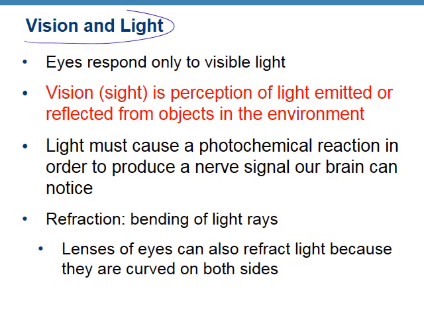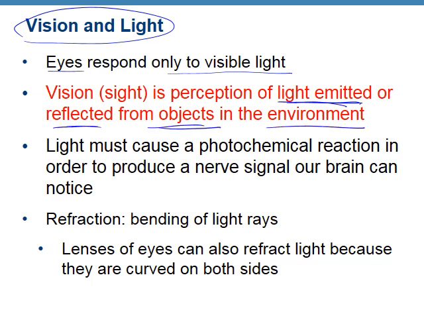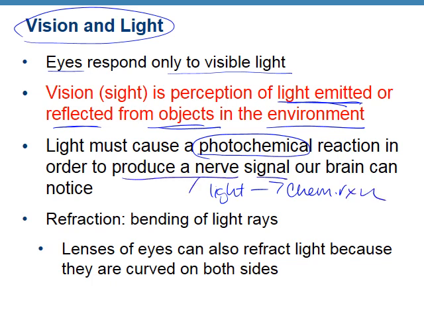So now let's move into the physiology, right? So the eyes are only going to respond to visible light, so you have to be able to see light being emitted or reflected from an object in the environment. Light must cause a photochemical reaction. So basically you're taking light and you're turning it into a chemical reaction in order to produce a nerve signal, that should be telling you action potential, that our brains can notice.